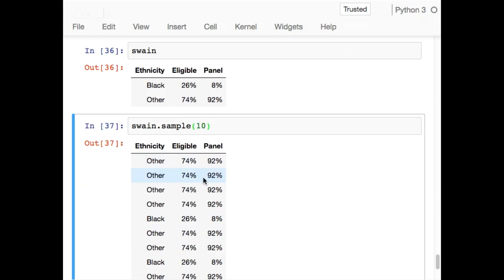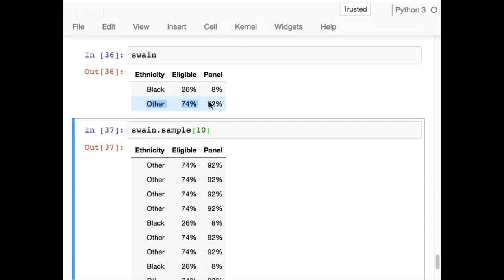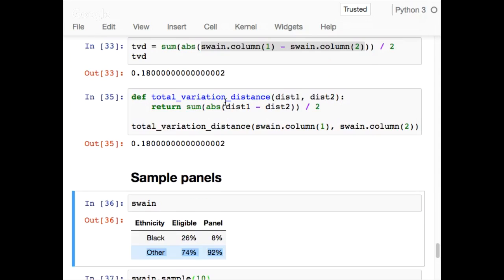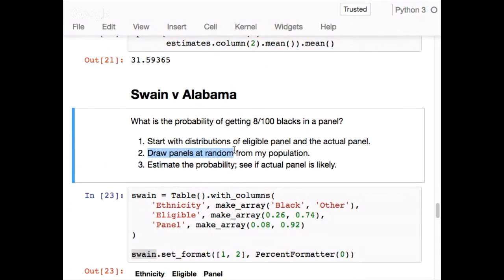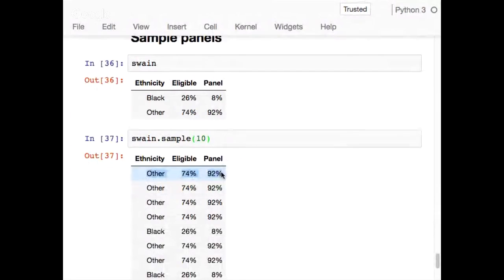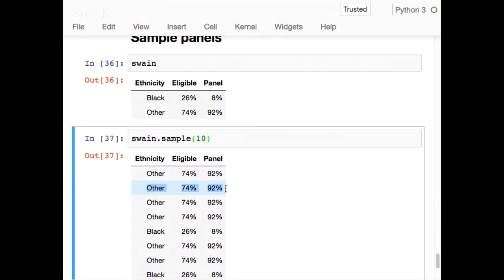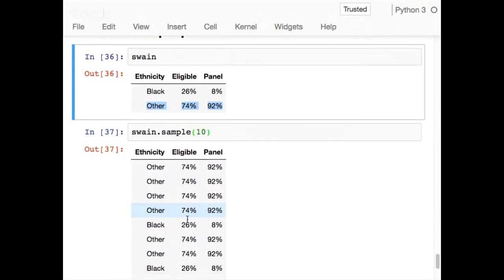All right, so why is this problematic? This is problematic because I'm just picking rows out of my original table, right? So my original thought, if I scroll back up, is draw panels at random, which means draw 100 people from the population and then look at the proportions of blacks and people who are not black. So that's my original goal. When I take this Swain.sample, all I get is like other 74%, 92%, other 74%, 92%. It's not actually helpful for me because I'm not actually drawing panels from my population. I'm just taking rows from this table. So I can't actually use this for anything.